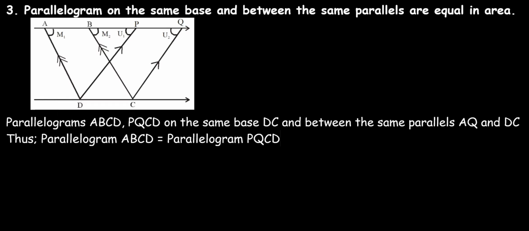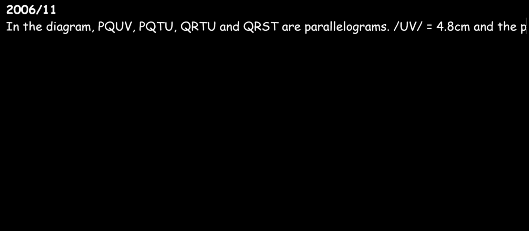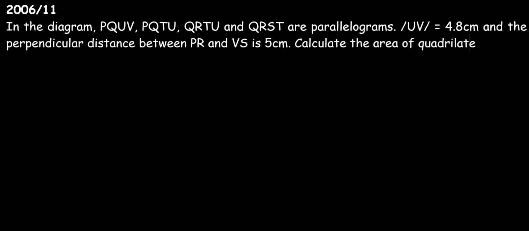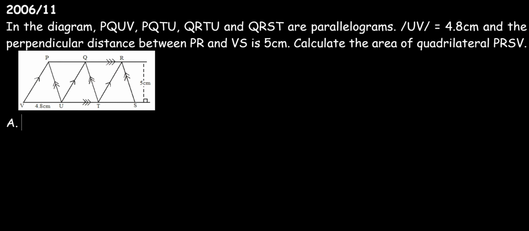Next, we take some examples. 2006/11. In the diagram, PQUV, PQTU, QRTU, and QRST are parallelograms. Distance UV is equal to 4.8 cm, and the perpendicular distance between PR and VS is 5 cm. Calculate the area of the quadrilateral PRSV, with the diagram shown below, and the options are given.